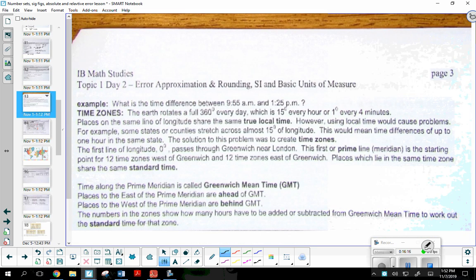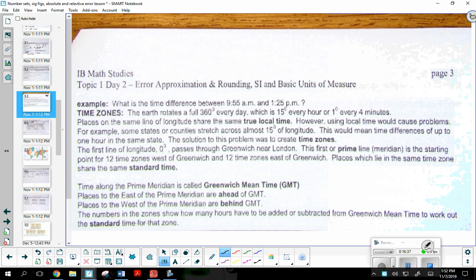Okay, time zones. What is the time difference between 9:55 a.m. and 1:25 p.m.? Okay, well, time zones, the Earth rotates a full 360 degrees every day, which is 15 degrees every hour or 1 degree every 4 minutes. Places on the same line of longitude share the same true local time. However, using local time would cause problems.